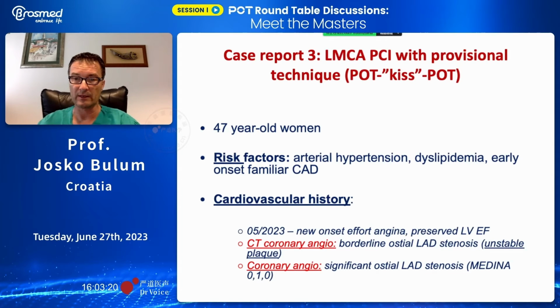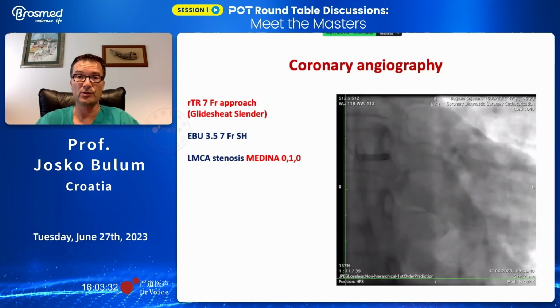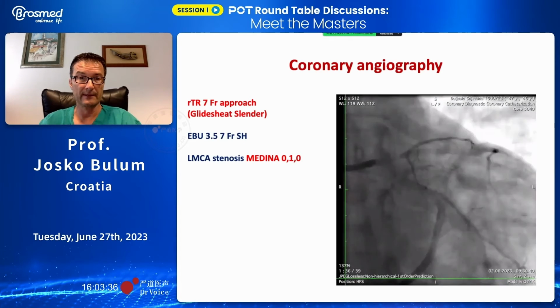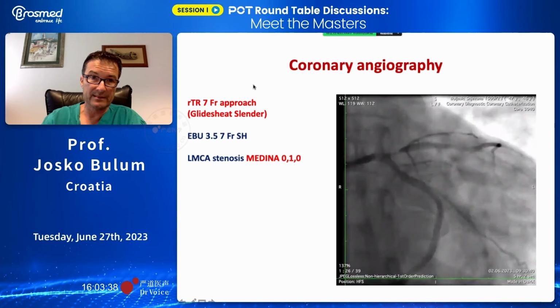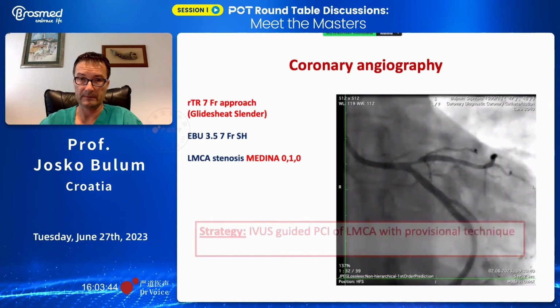So she was sent to our center for coronary angio, and we found significant ostial LAD stenosis, which is indeed a Medina 0,1,0 bifurcation lesion. So this is the coronary angio. It was a right transradial 7 French approach using the Glidesheath Slender 7 French. And you can see here this Medina 0,1,0 stenosis.